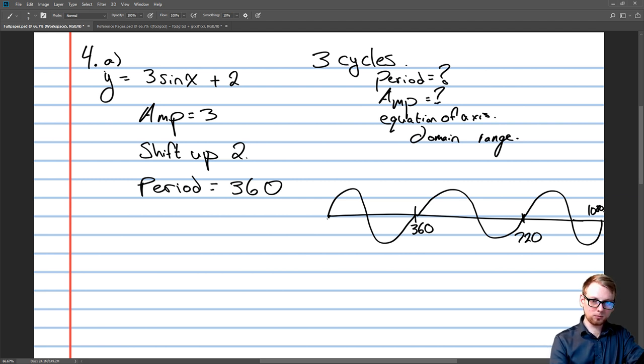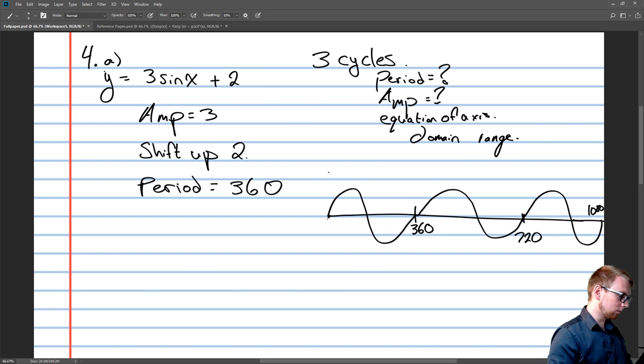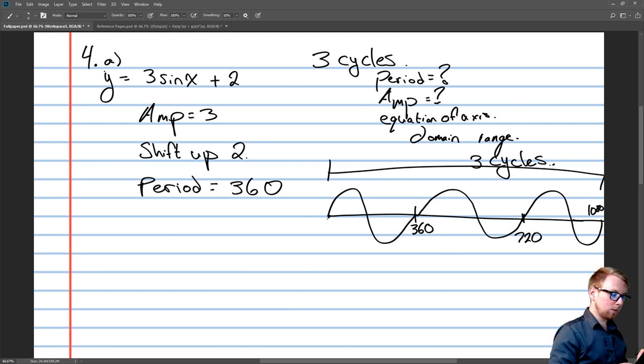Let's finish this one and we can work tomorrow. You should be able to do the rest of these, at least half of it, on your own. If you can't do the domain or range, that's fine. But for most of them, you can still start filling out the amplitude and all that stuff. But anyways, this is 3 cycles, which means it's 3 times the period.